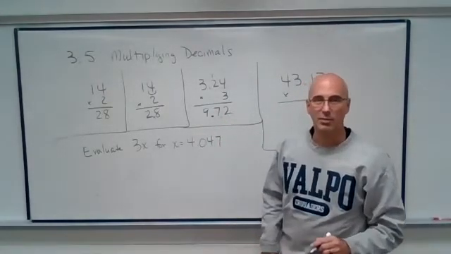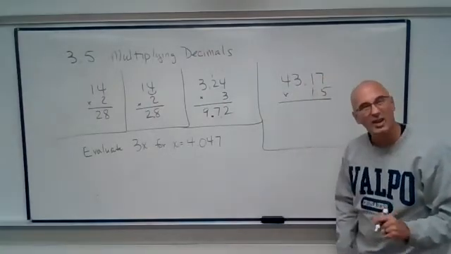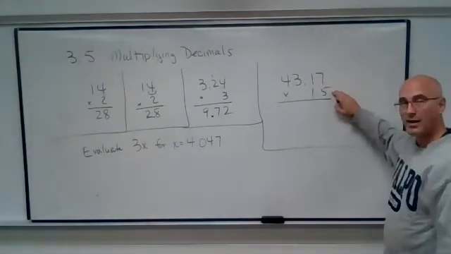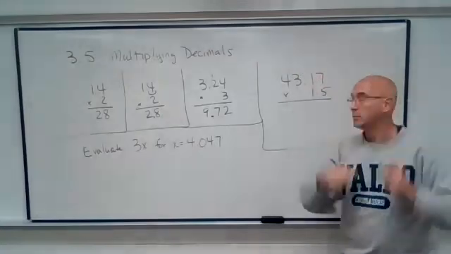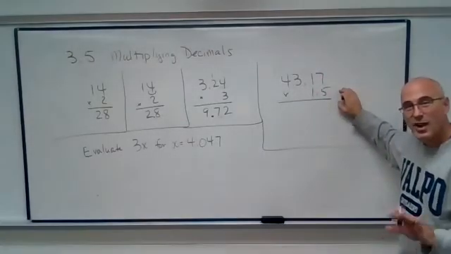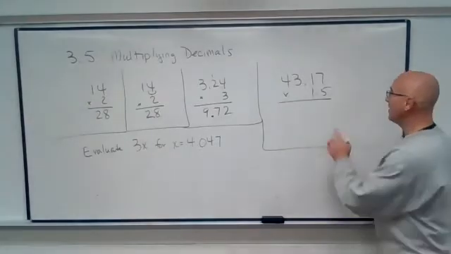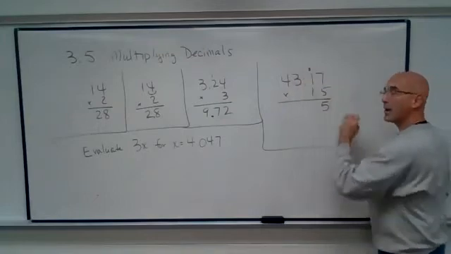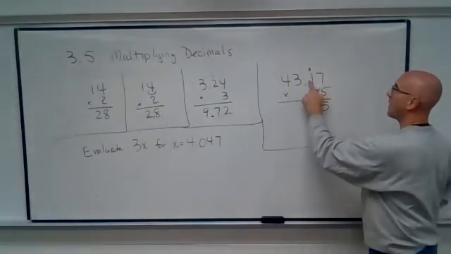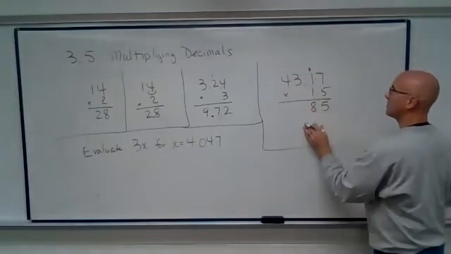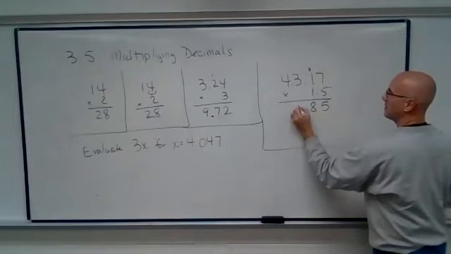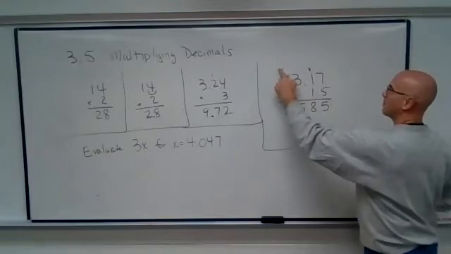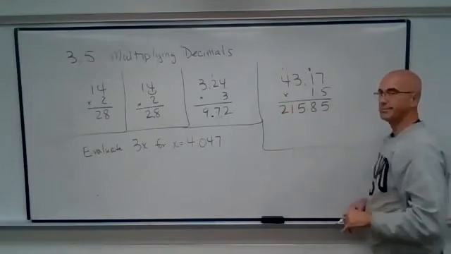Let's do a fourth example. This one gets a little bit more complicated, kind of. So we have 43.17 times 1.5. You're like, oh no. Let's leave out the decimals for now and do the multiplication. 5 times 7 is 35. Put the 5 and we carry the 3. 5 times 1 is 5, plus 3 is 8. 5 times 3 is 15. You put down the 5, carry the 1. 5 times 4 is 20, plus 1, 21.